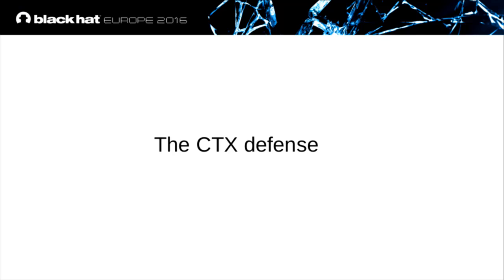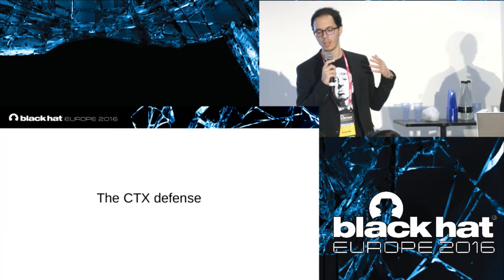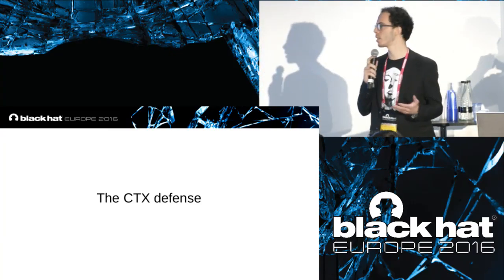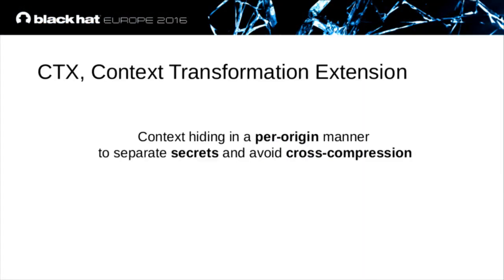Okay, so at this point, we will introduce our defense, which mitigates attacks that use this vector. This is the CTX defense. What this defense does is protect context by using a per-origin manner in order to separate secrets and avoid cross-compression between secrets from different origins. So this definition obviously introduces some notions that need to be explained.